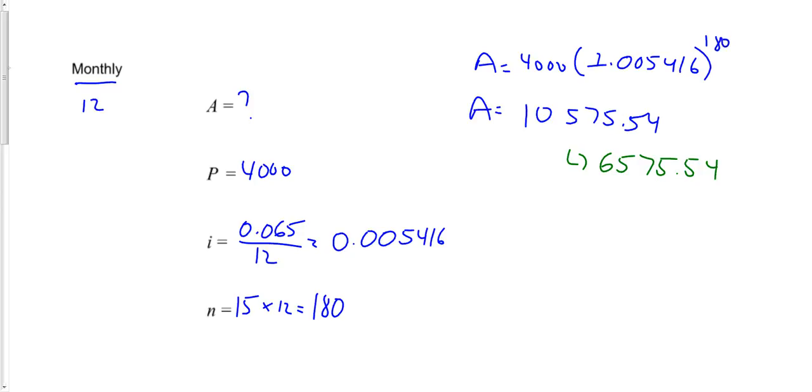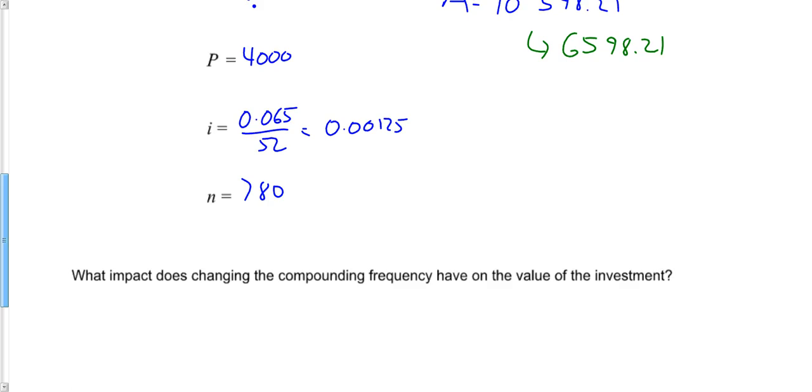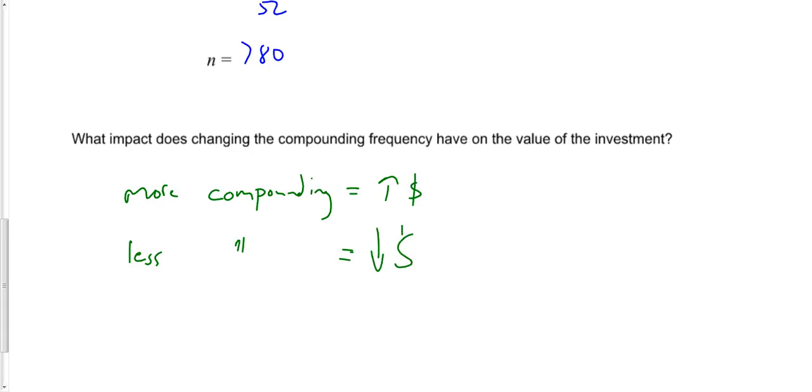So in the long and short of it, if you increase the number of compounding periods, gradually you do increase the amount of interest. So what impact does changing the frequency of the compounding have? Well, more compounding periods equals a higher value of the investment. And similarly, fewer compounding periods is going to equal a lower value of the investment.